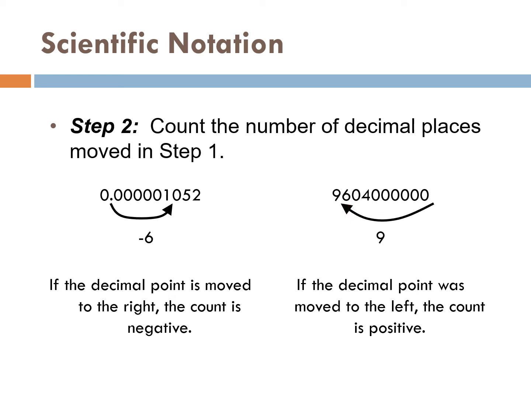Now notice we had to go two different directions on this. This one we moved to the right, this one we moved to the left. When we move to the right, we move in the negative direction. When we move to the left, we move in the positive direction. Another way of thinking about this is if the number is originally less than 1, then we're going to have a negative movement. If it's originally greater than 10, we'll have a positive number.